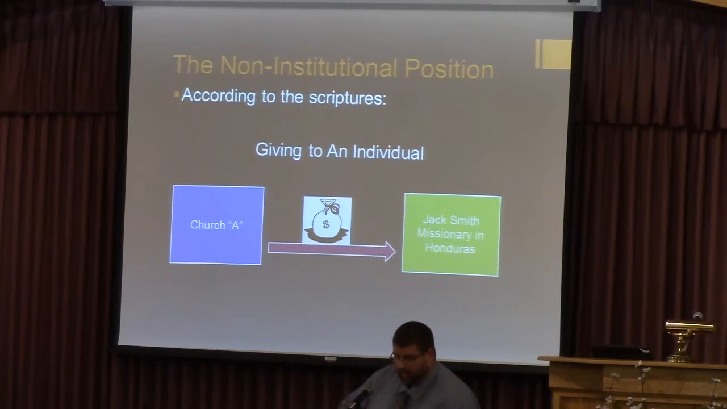Do not let a widow under 60 years old be taken into the number, and not unless she has been the wife of one man, well reported for good works, if she has brought up children, if she has lodged strangers, if she has washed the saints' feet, if she has relieved the afflicted, if she has diligently followed every good work. But refuse the younger widows, for when they have begun to grow wanton against Christ, they desire to marry, having condemnation because they have cast off their first faith.